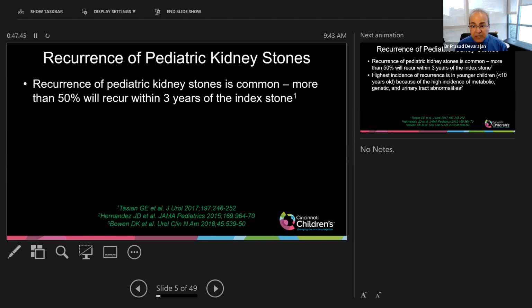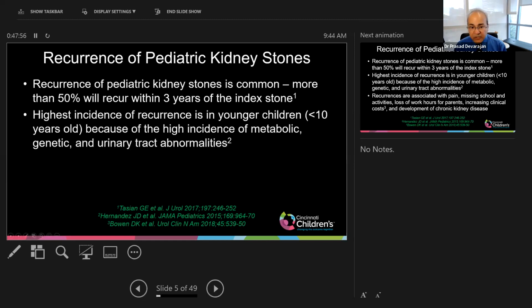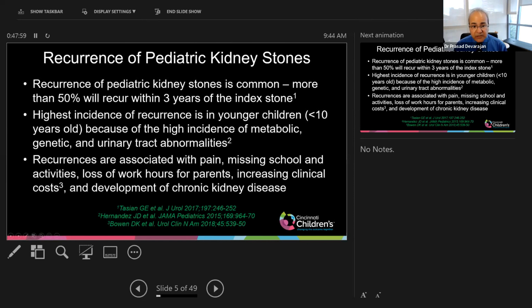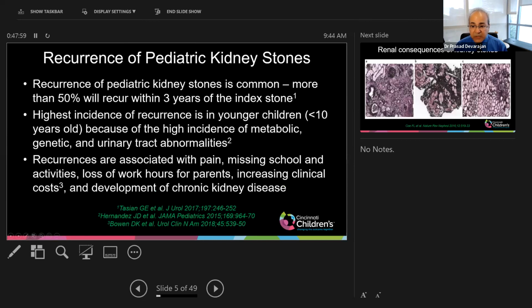It's most common in the younger children because they have the highest incidence of metabolic, genetic, and urinary tract abnormalities. There's a problem with these recurrences. They are, of course, associated with pain, missing school, missing activities, headache for the parents, increasing clinical costs, and again, a very important teaching point here, development of chronic kidney disease.